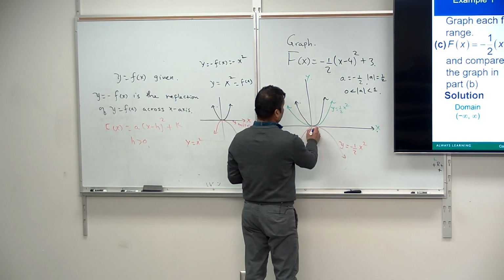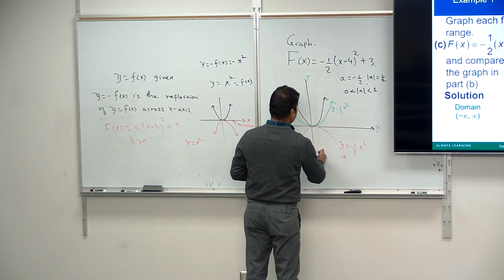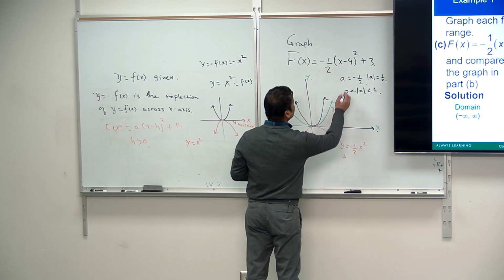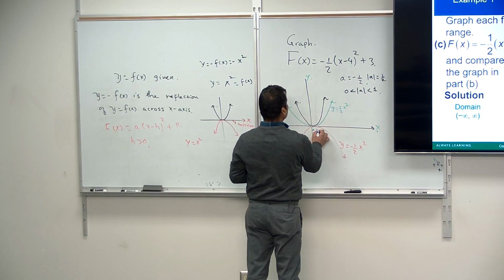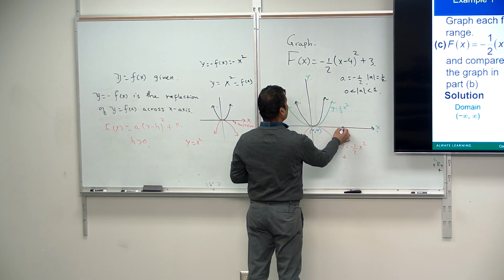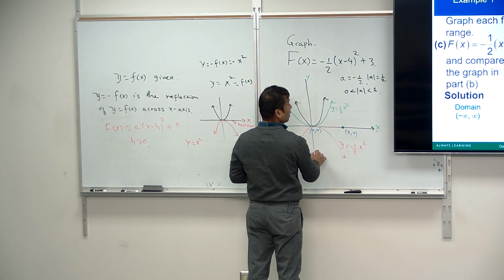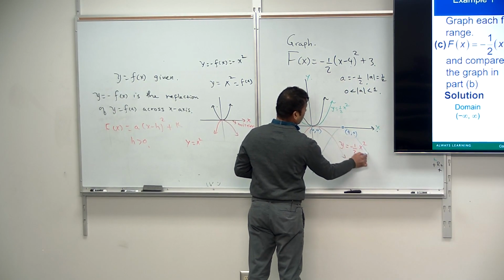You shift this graph right. How many units? 4 units. So if it is (0, 0), now the vertex will be (4, 0). Shift 4 units right. Are you guys with me? It's something like this.